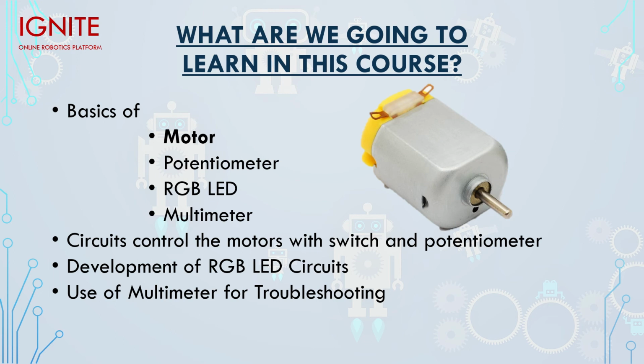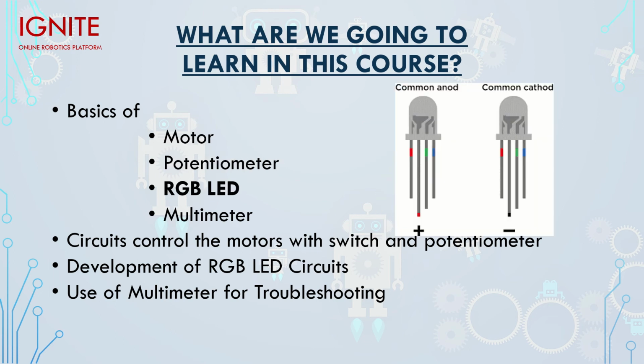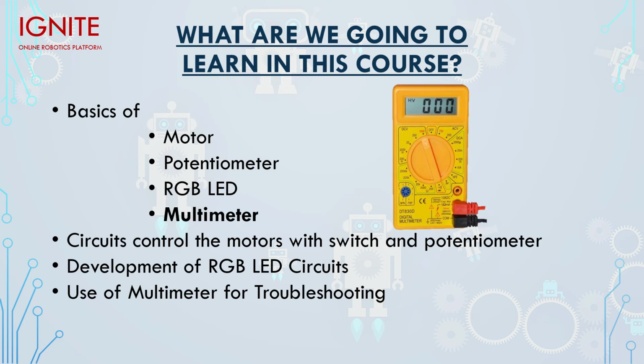We will learn about the basics of the motor, potentiometer, and RGB LEDs, what RGB LEDs are and how they work, and the multimeter, how to use it in this software. Then we'll make the control circuit with the motor and switches, and circuits of RGB LEDs. We'll also learn how to use the multimeter for troubleshooting, to understand the problem in a circuit.